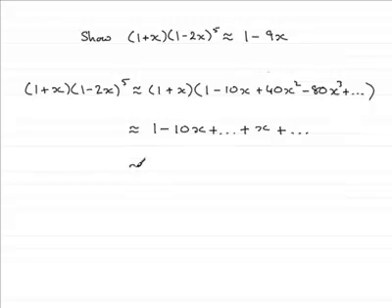So what does this come to? Well, this is going to be 1, and then we've got minus 10x plus x, which is minus 9x. So we've shown then that this expansion is roughly the same as 1 - 9x.